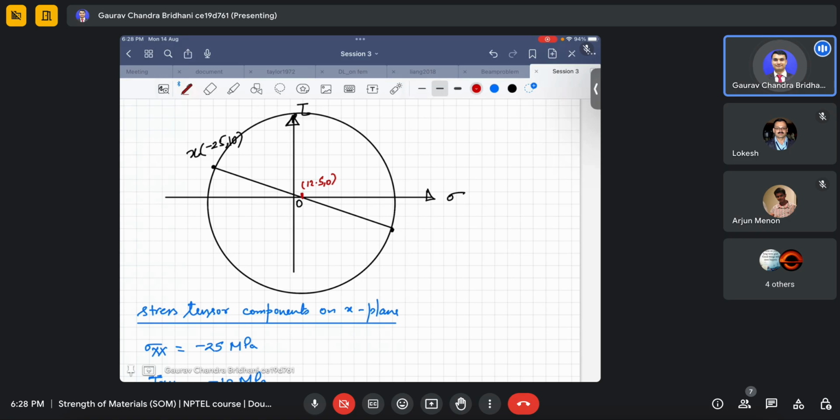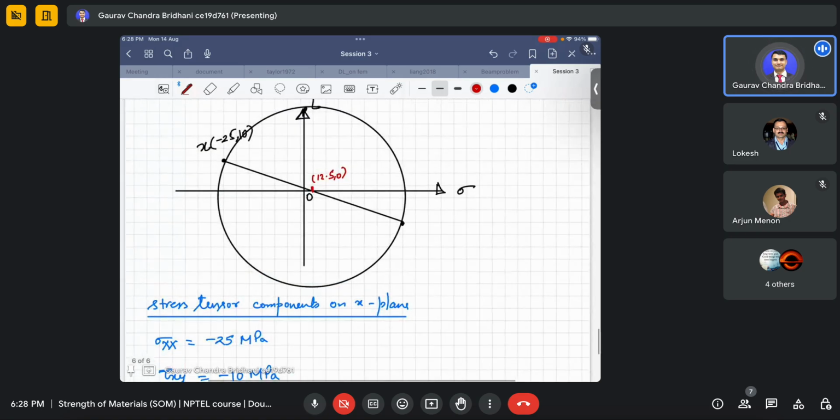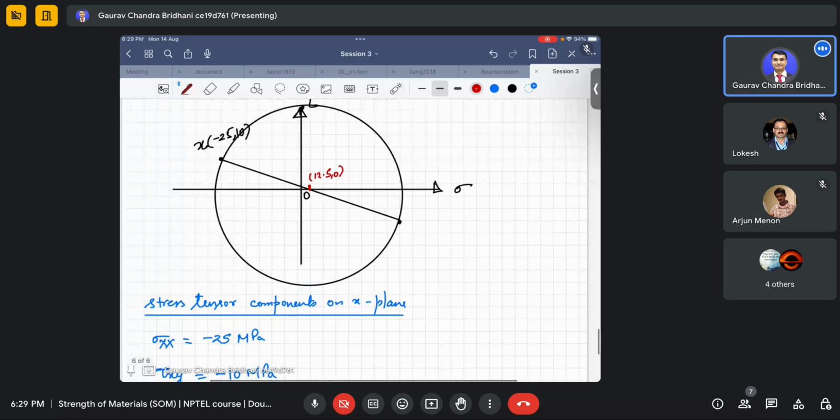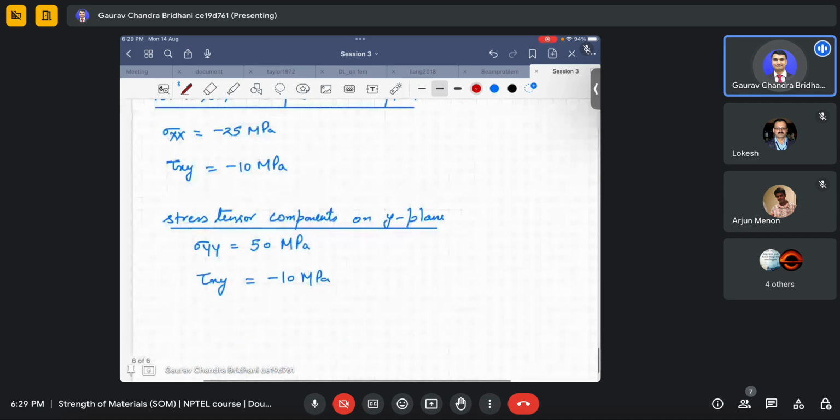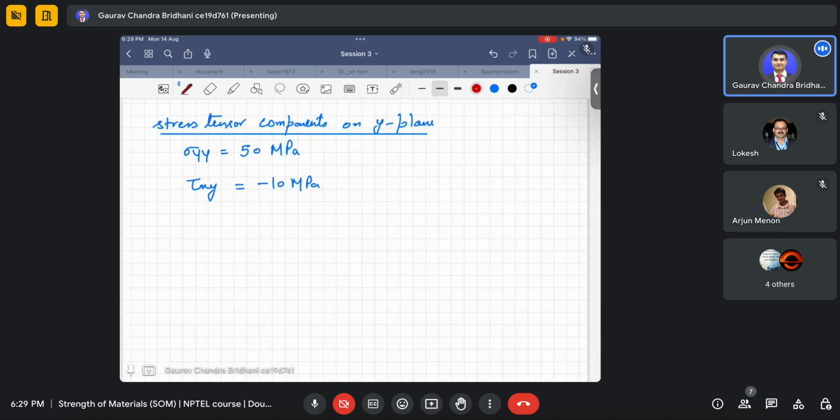Okay, so from this, if you want to find for any plane, basically you can find the values of the principal stresses. If you have done the lectures, you will remember that this is principal sigma 1, this is sigma 2. So from here we can find the principal stresses also. Okay, and there is also a direct formula, so I will find the principal stresses also.